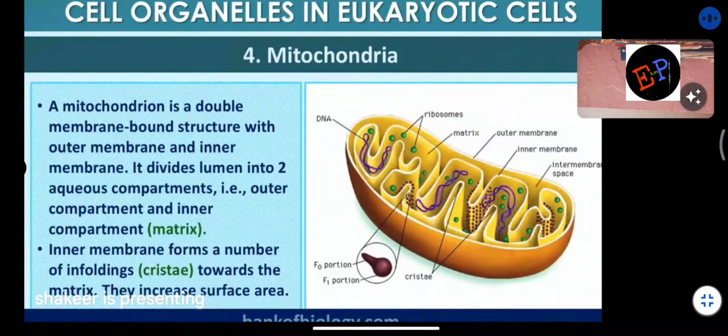Mitochondrion is a singular form. Mitochondria is a plural. Mitochondrion is a double membrane bound structure. So how many membranes does it have? It has a double membrane. Chloroplast is made up of a single membrane.